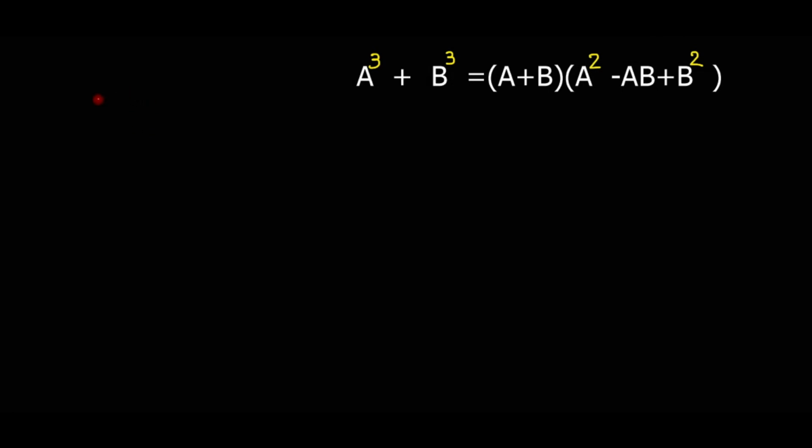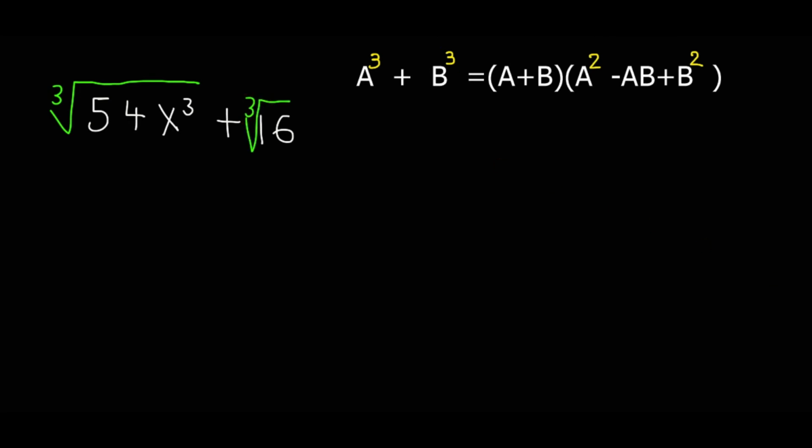And then let's say only 54x cube plus 16. So we have two terms that are separated by a plus sign, and therefore we need to test that these terms are perfect cubes. So we need to find the cube root of them.